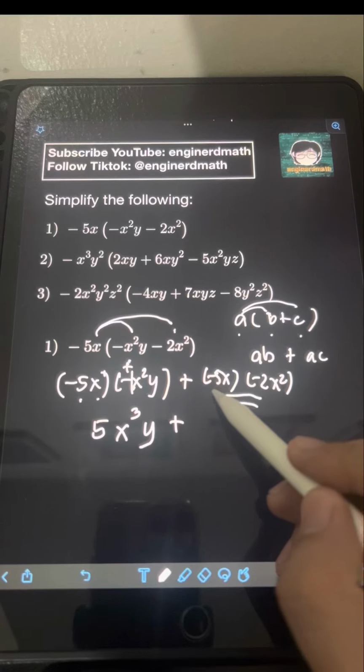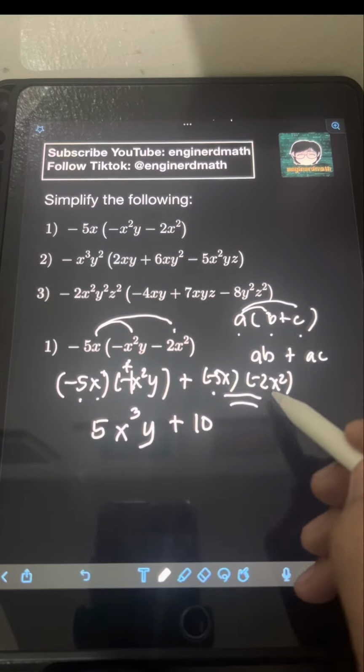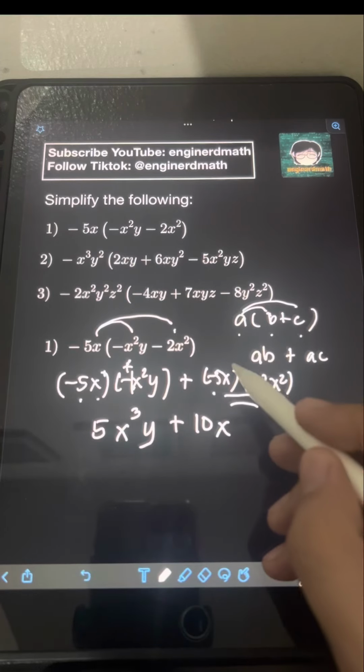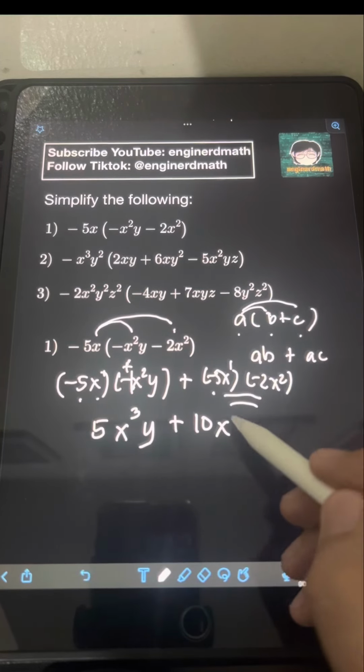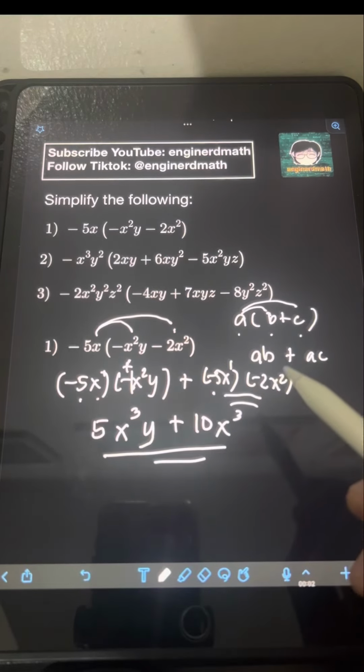So, negative 5 times negative 2, we have positive 10. And then, x times x squared. So, copy the same base x and add the exponent. 1 plus 2, we have cube. So, therefore, the answer is 5x cubed y plus 10x cubed.